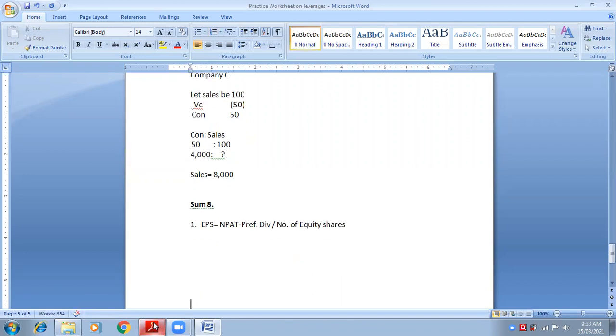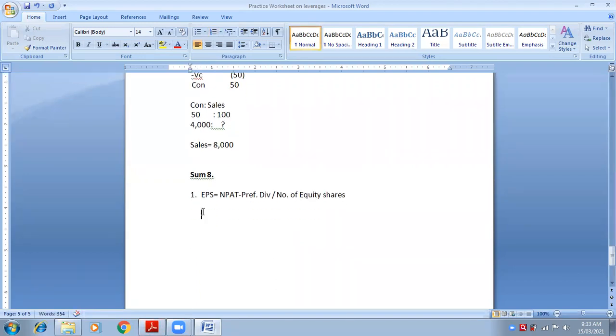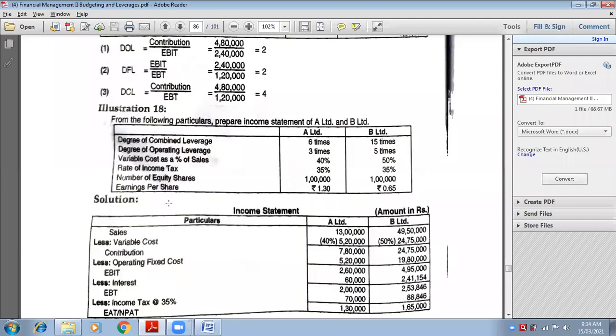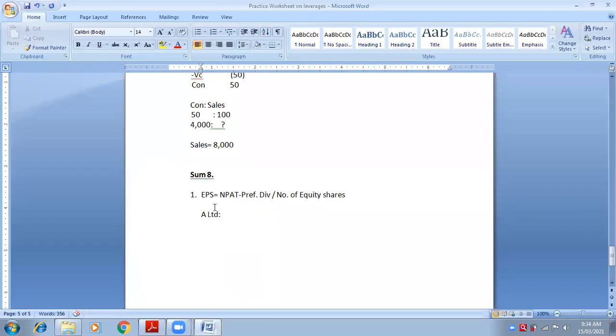So now we have to apply it for two different companies. This is A Limited, net profit after tax. But I don't think it is given in the question. No, it is not given, and preference shares are not there. So net profit is a question mark. So we will write as it is. First of all, EPS is equal to net profit minus preference dividend upon number of equity shares.